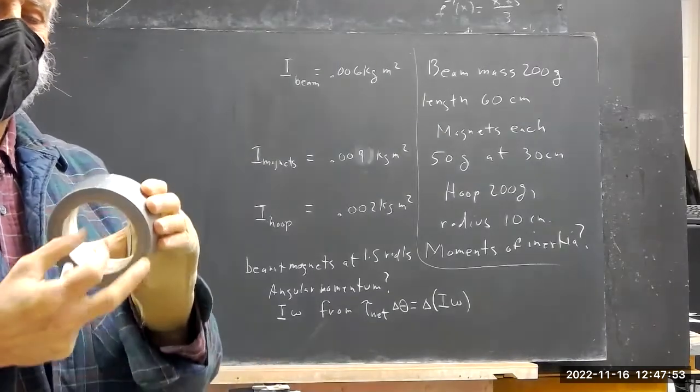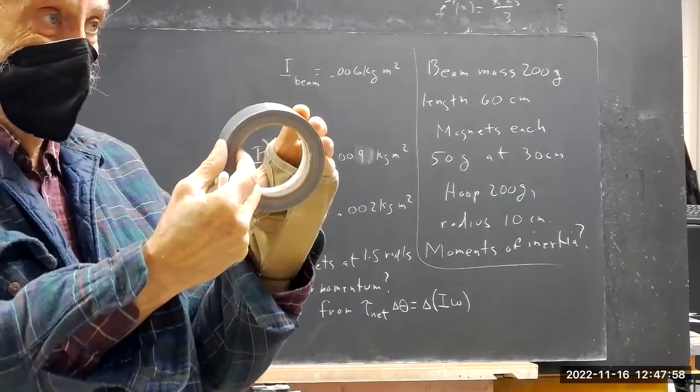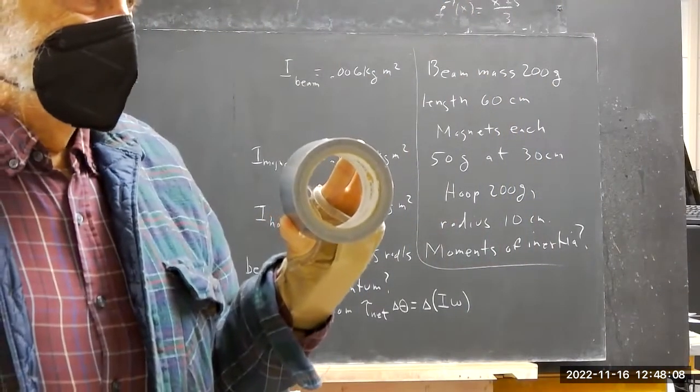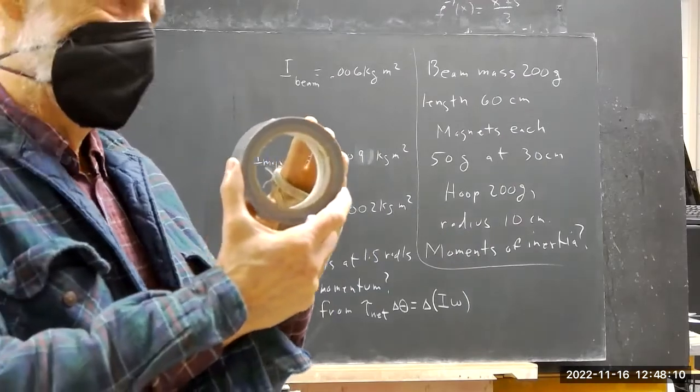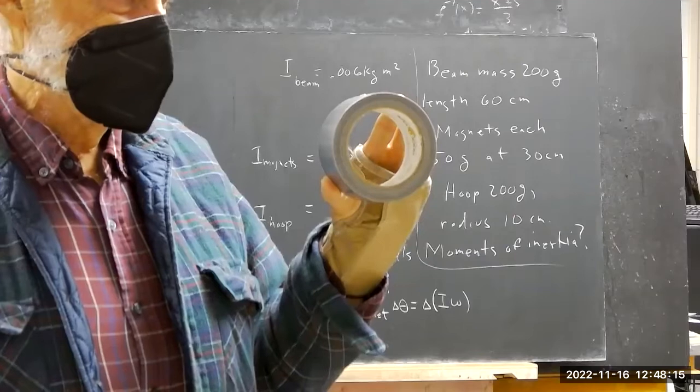We'd have to calculate the mass of what's in here by using the mass density of what's out here. That would not be difficult, but you'd have to think about it a little bit. The point is, we're just going to approximate this as a hoop, and its radius is actually 10.5 centimeters, but an average radius is pretty close to 10 centimeters. So we're just going to use that as a ballpark.